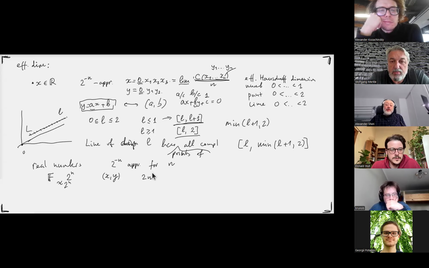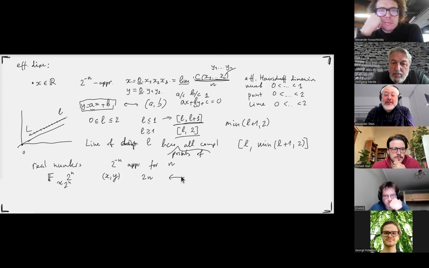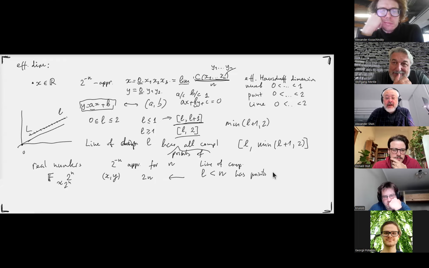And it turns out that things are different here. So here, indeed, the results for effective dimensions, mainly due to Don, are similar. So what is his theorem? If we have a line of some complexity L, and L is smaller than n, it has points of all complexities between L and L plus n.